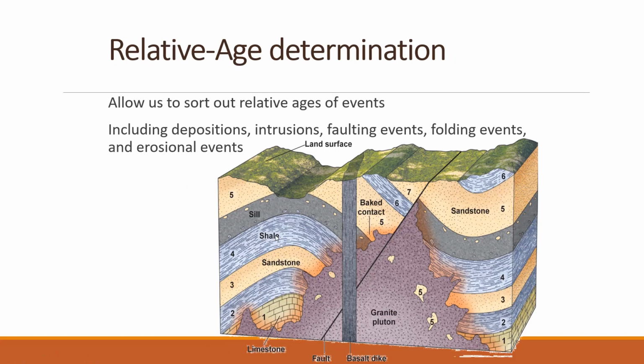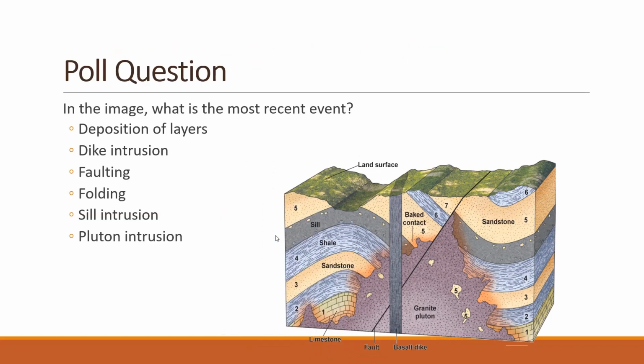So all of these principles allow us to sort the order of events. So this includes depositions, intrusions, faulting events, folding events, erosional events, etc. All these tools will help us put them in order. We may be able to give exact dates for a few of them, and that will help us constrain the other ones. So in this image, what is the most recent event?